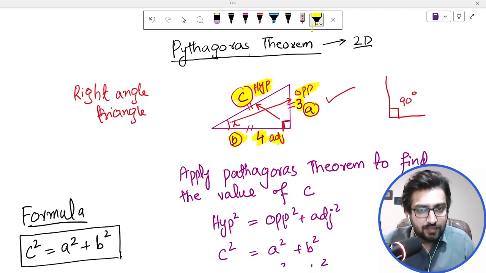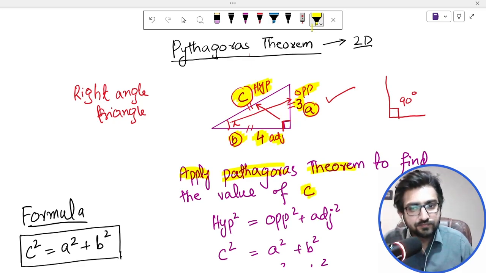So in this type of question, when the triangle is a right angle triangle and two sides are given, you can find out the third side by using Pythagoras theorem, right? You see this side is given, which is 4, that side is 3. We need to find out C, the hypotenuse. So here you can apply Pythagoras theorem. You can see I have written here, apply Pythagoras theorem to find the value of C. We need to find out C.